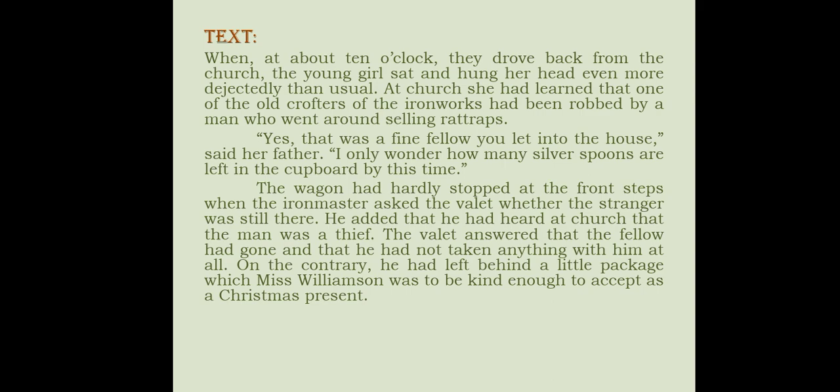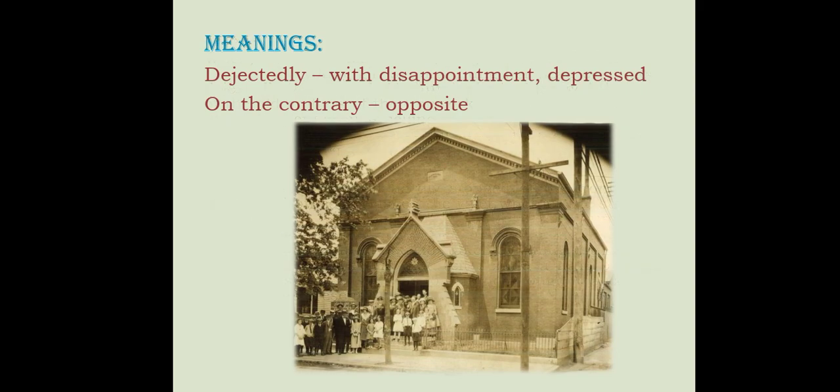The carriage had barely stopped at the house. The ironmaster asked the servant if the stranger was still in the house. The ironmaster also told him that the stranger was a thief. They had come to know about this at the church. The servant answered that the stranger had already left the house. He had not taken anything with him. Opposite to taking anything, he had left a small packet as a Christmas gift for Miss Wilmanson. He had requested her to kindly accept the gift.